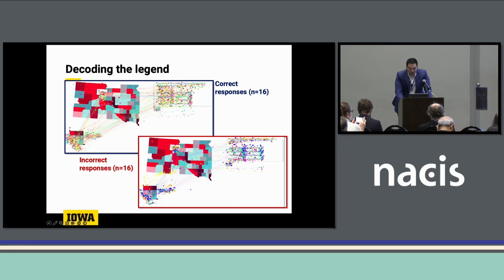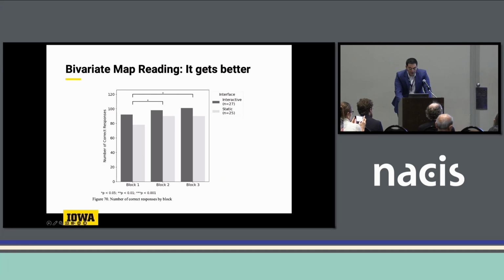Incorrect responders had fewer fixations on the legend and on the legend labels and had fewer transitions between the labels and instructions. This pattern was again similar to what we saw with the Bivariate static group. So overall, we found a significant increase in the number of correct responses from the first block to the second and the third block in both Bivariate groups. So pretty much participants got better as early as their second trial.